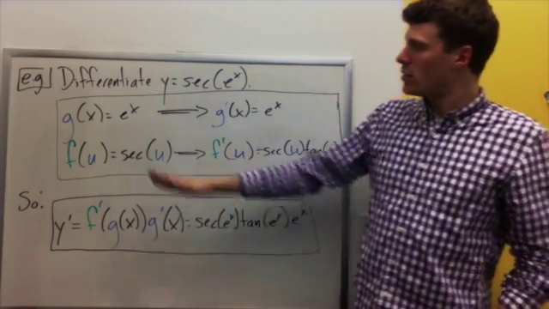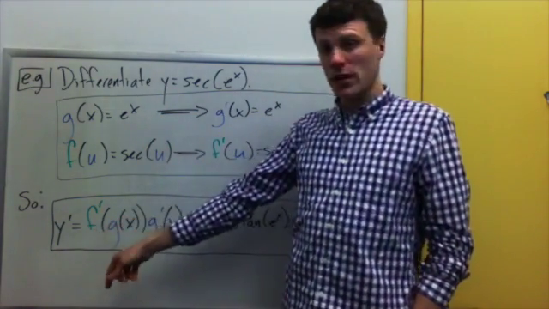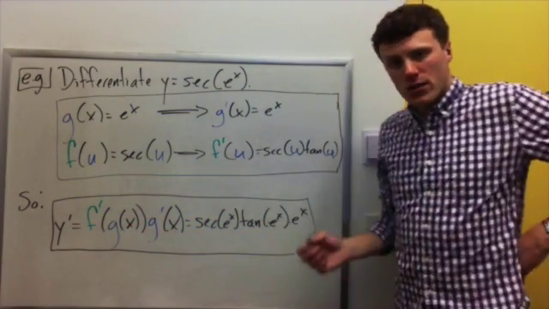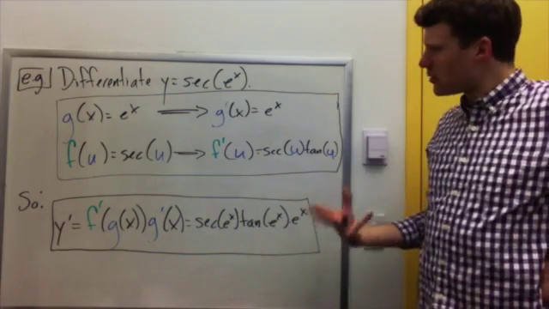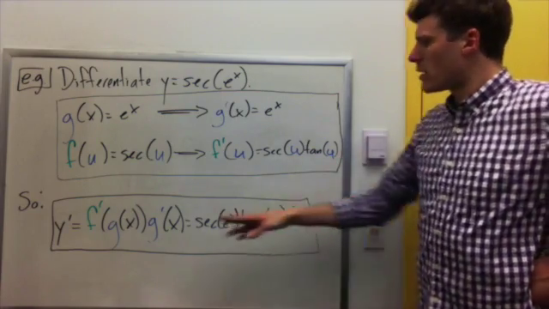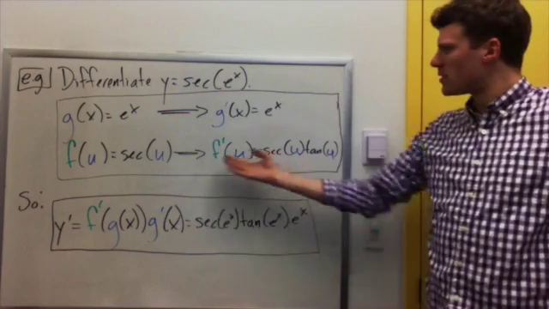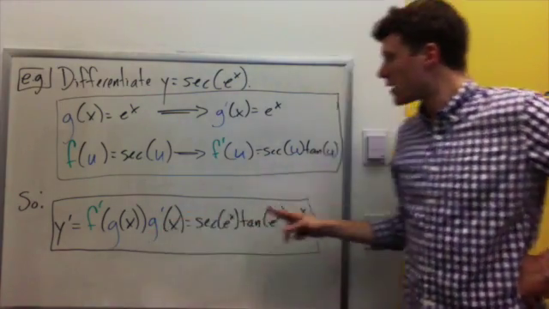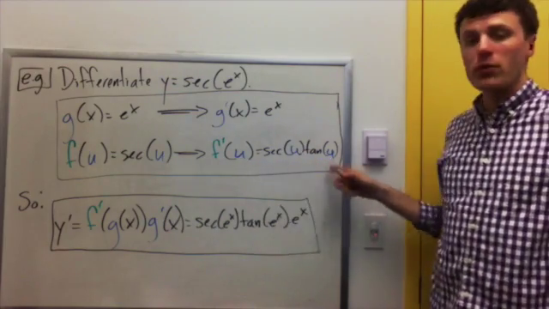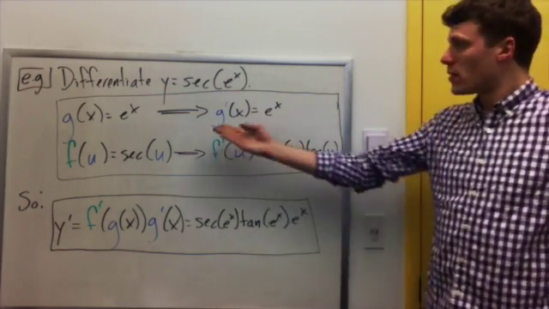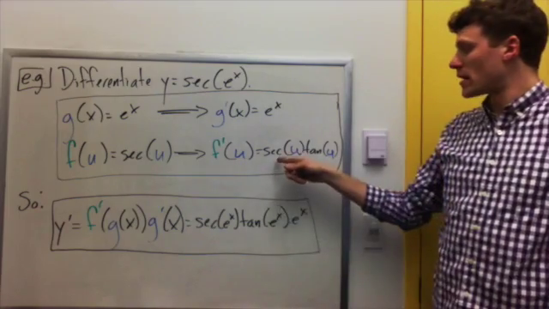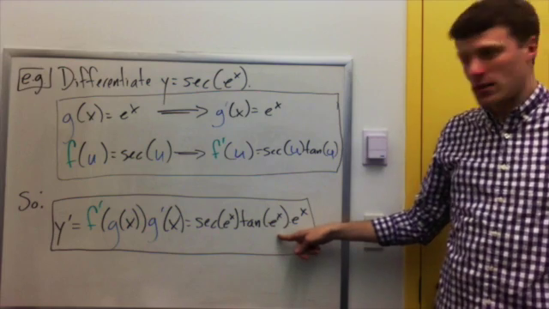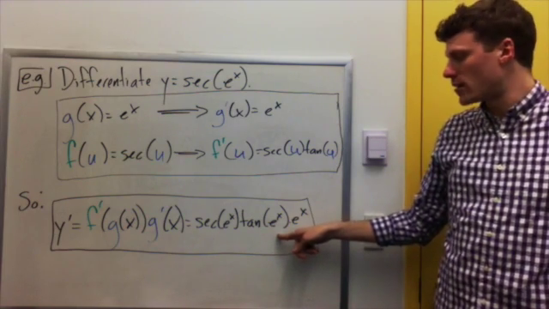Okay. So that means that y prime, according to the chain rule, is f prime of g of x times g prime of x. Now this is a place where some people run into a little bit of trouble when they try to evaluate f prime of g of x, because f prime here is actually secant of u times tangent of u. When I plug g of x into here, I have to plug it in for both instances of u. So g of x is e to the x. That means I get secant of e to the x times tangent of e to the x. This thing right here. That is my f prime of g of x.